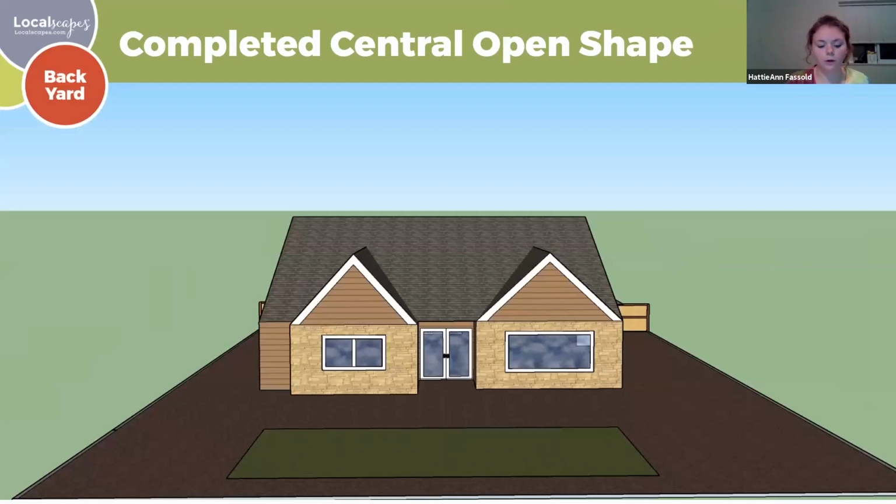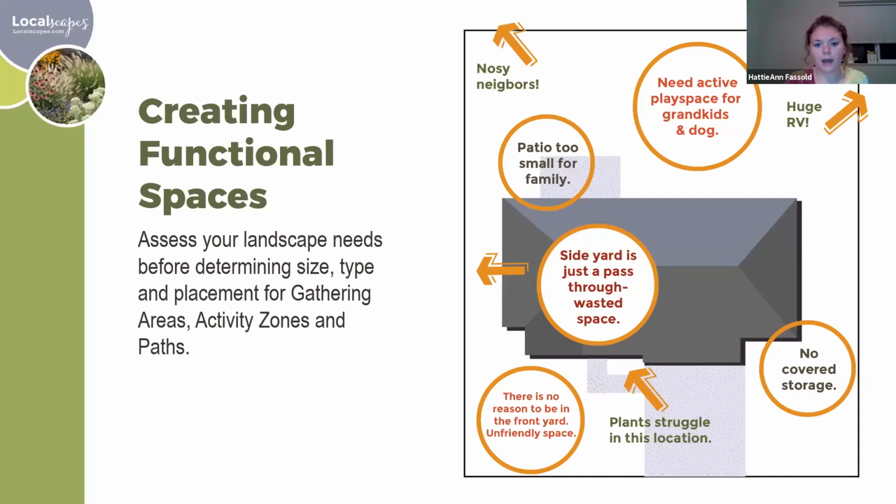Next, you're going to be going on to your gathering areas and your activity zones. Before you add them, you want to go back to your base map and remember where you were thinking you wanted to put stuff, and then make a list of all the things that you want. For example, if you want a fire pit, put that on your list. Gathering areas, like your fire pit, like a bench, a patio type of thing.